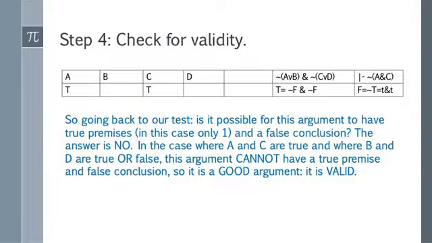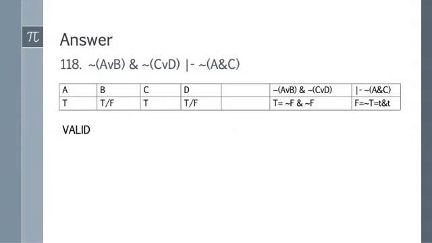It's not going to work. You're going to have to bend the rules. You couldn't make it fit. So it is actually a good argument. It is valid. It was not possible to have true premises and a false conclusion. Here's the final answer worked out with the final judgment as valid.